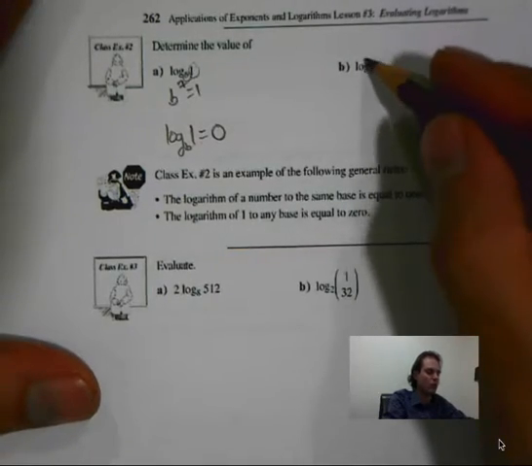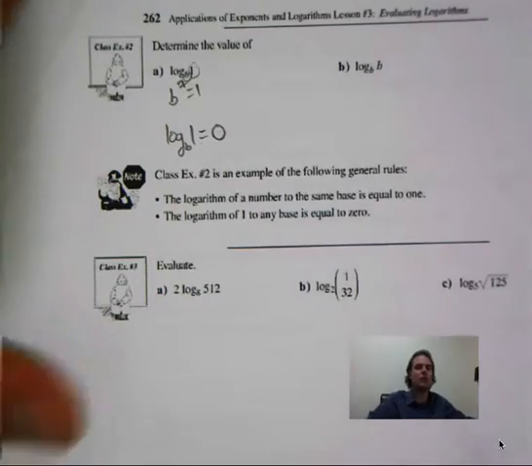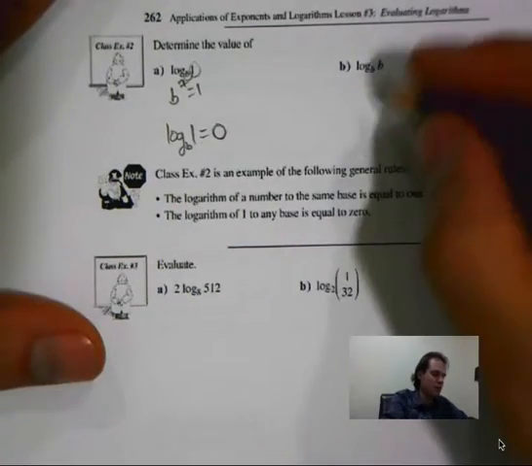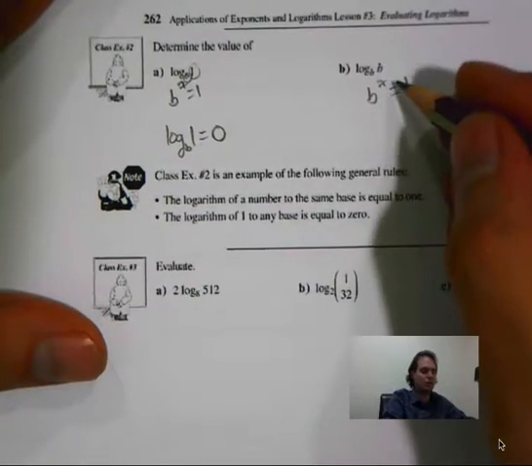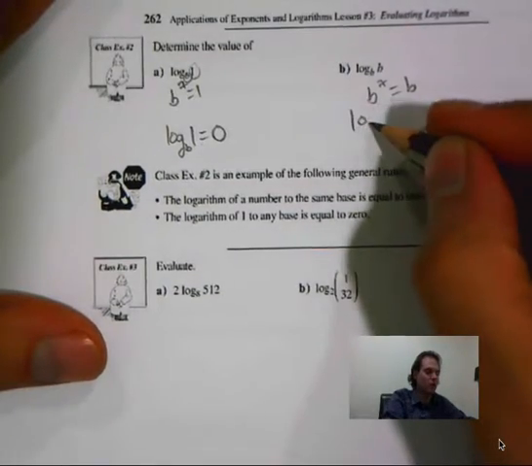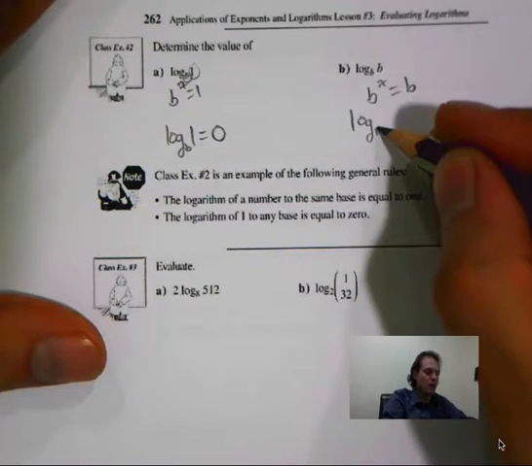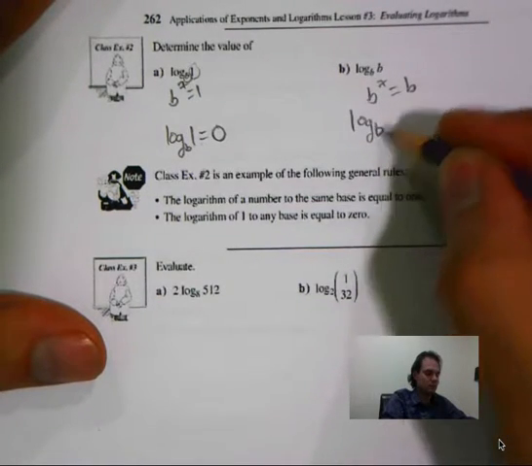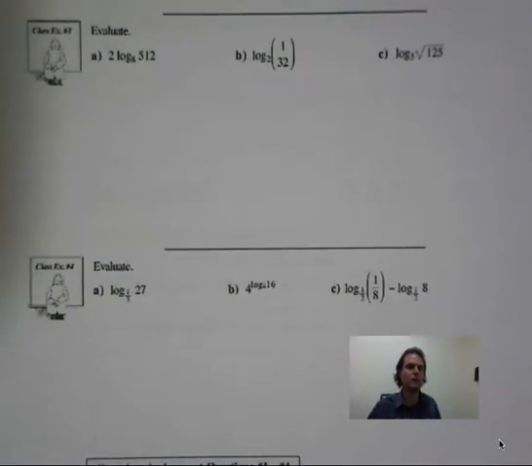Let's try this one. We want the logarithm of b in base b. Well, that's saying b to the x is equal to b. So then that is just going to be 1. So anytime we're in the base logarithm and we're logging the base, it's just equal to 1. Okay? There we go.